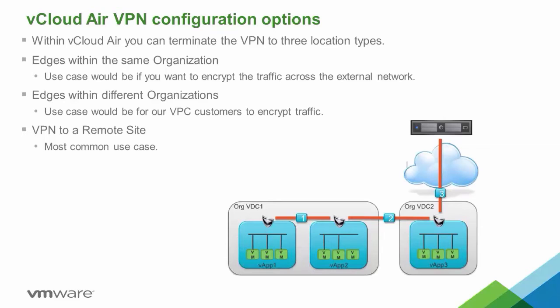However, the third option, the VPN to a remote site, is probably the most common use case because not only does it allow you to create VPN tunnels to other edge gateways, it also allows you to create VPN tunnels to third-party firewalls. With the remote site option, you have to configure it manually as opposed to a wizard-based tutorial, but it's quite brief and we'll go through it in the demo as well.